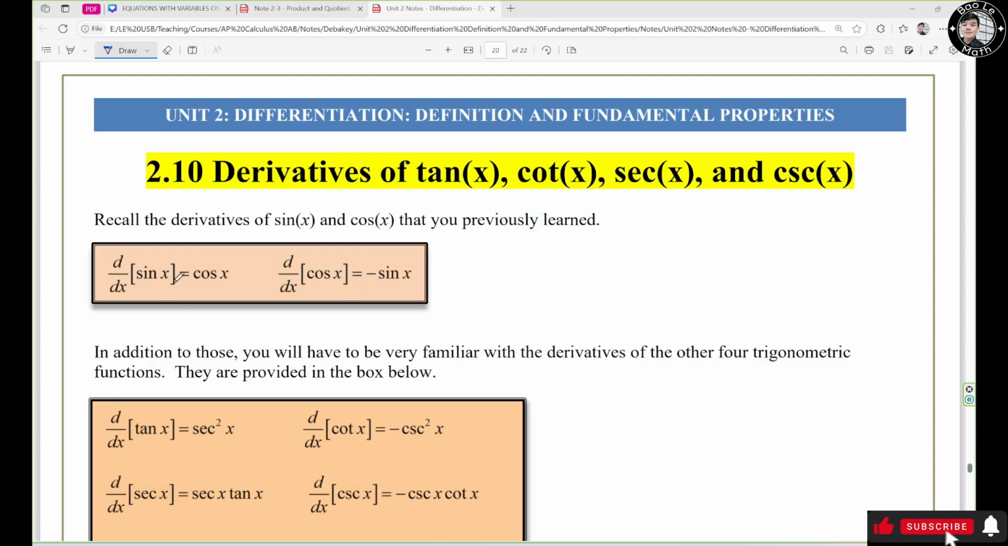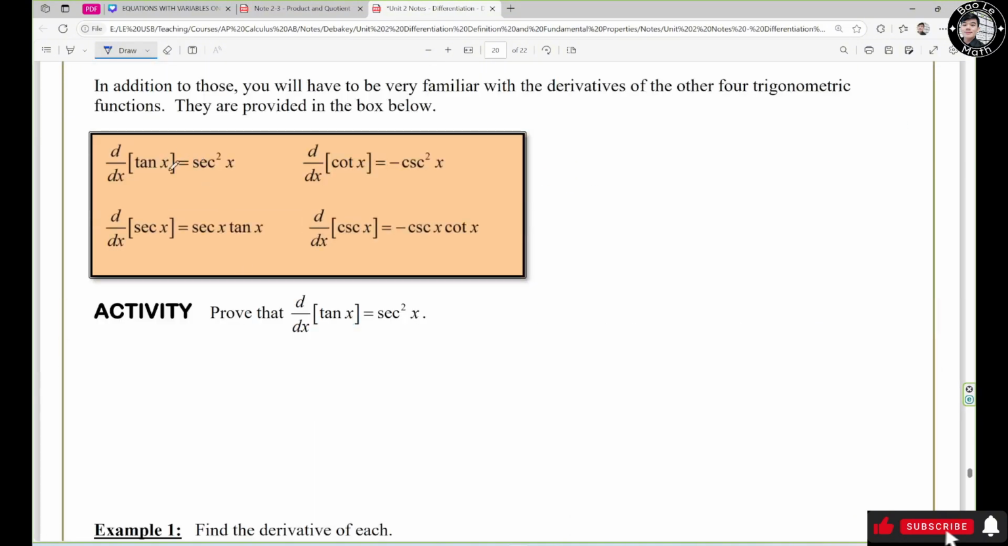Alright, so we have the formulas: the derivative of sine x equals cosine x, the derivative of cosine x equals negative sine x, the derivative of tangent x equals secant squared of x, the derivative of cotangent x equals negative cosecant squared of x, the derivative of secant x equals secant x times tangent x, and the derivative of cosecant x equals negative cosecant x times cotangent x.